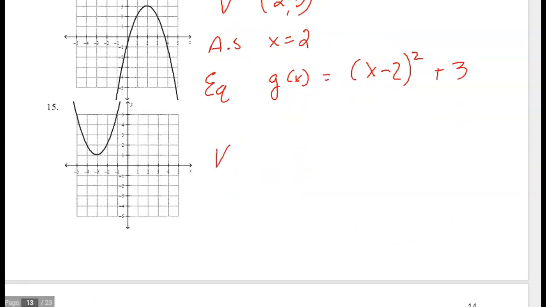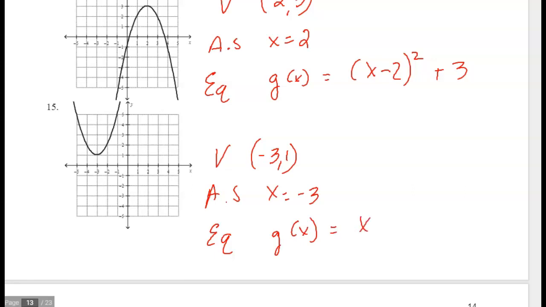Last one. The vertex at negative 3, 1. Axis of symmetry, x equals negative 3. And your equation is g of x, and then it becomes x minus a negative 3. So x plus 3, plus 1. Always be careful of that H letter.